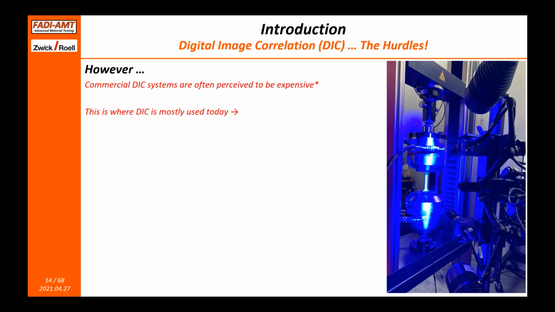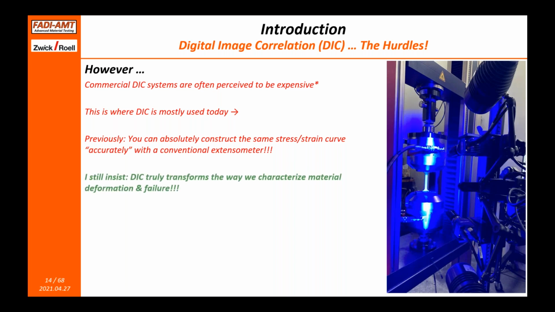And so if you just take it from that perspective, of course, obviously, it looks like DIC is really expensive for what it provides, because I did say this also in a previous presentation or a webinar, that you can absolutely construct the same stress strain curve with the same accuracy using a conventional extensometer. So why use DIC? With all these hurdles, there's still some positivity out there.